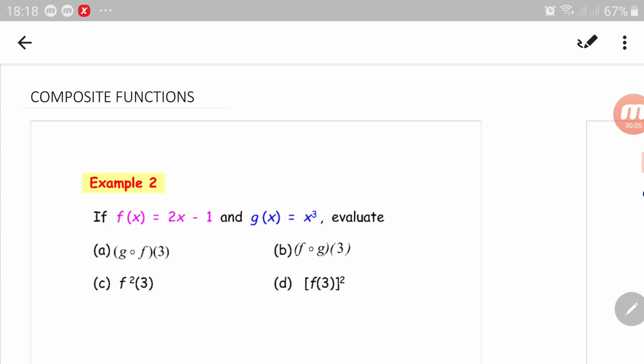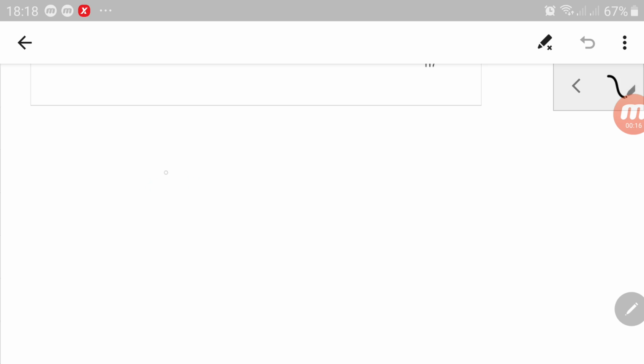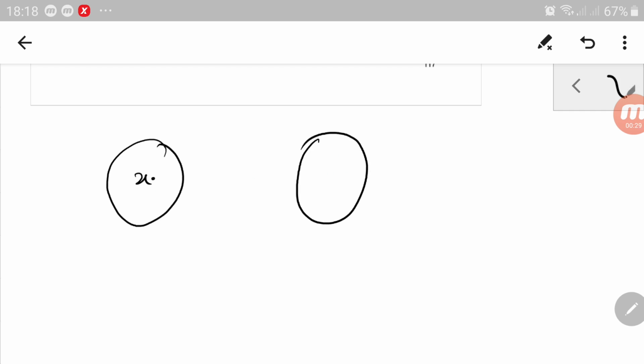In this video, I would like to discuss with you about composite functions. Before we go through these 4 examples, maybe we need to visualize the process by a diagram or some sort. So, basically, if you have an object over here, and then we have the image.